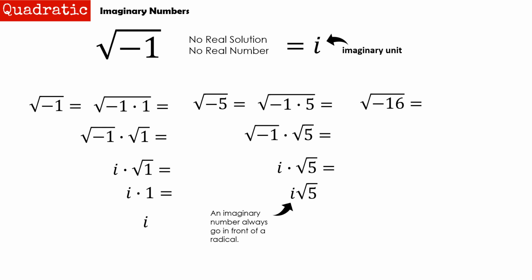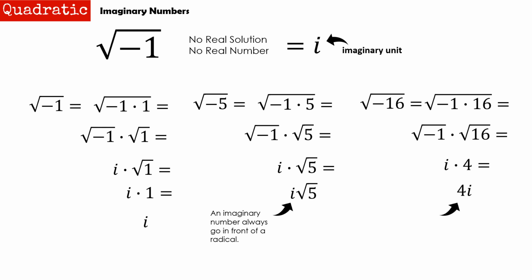What about the square root of -16? We would have the square root of -1 times 16, which is the same thing as the square root of -1 times the square root of 16. Well, we know the square root of -1 is i, and the square root of 16 is 4. So our answer is going to be 4i. The imaginary number always goes behind an integer.